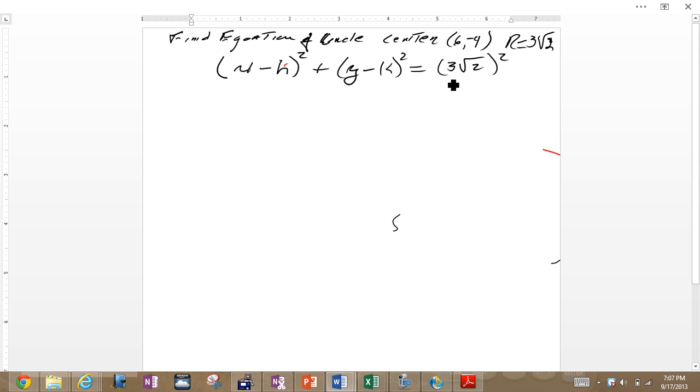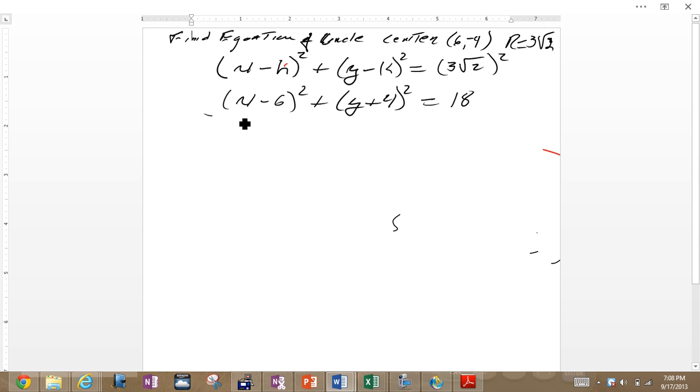That's done. Well, I mean, it is equal to the radius squared, so we actually put the radius in here. So let's go back and put the h, k in. So it's (x minus 6) squared plus (y minus a negative 4), so it's (y plus 4) quantity squared. And this squared, of course, is 3 squared, which is 9, root 2 squared, which is 2, so that's 18.